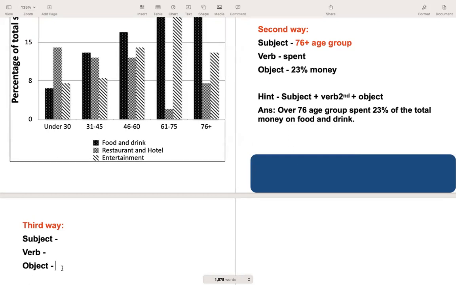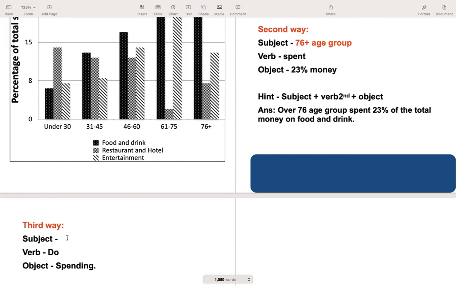For example, in this case, let me take the object as spending. What is the verb for spending? What do we do with spending? The verb for spending is do. You do spending. You don't spend spending. If I take my object as spending, then my verb will be do.